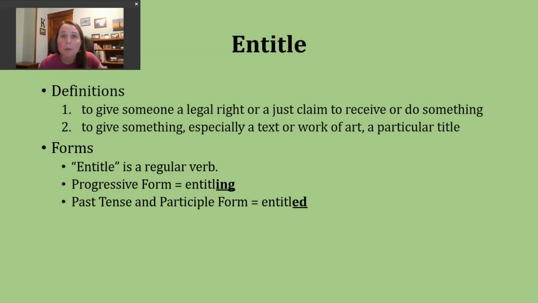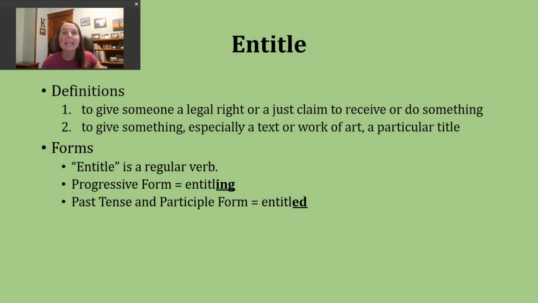If you want to make the progressive form of this verb, we're going to drop the E on the end before we add ing. That forms entitling. The past tense and the participle form of our verb can be made by just adding the letter D because our word already ends in an E.